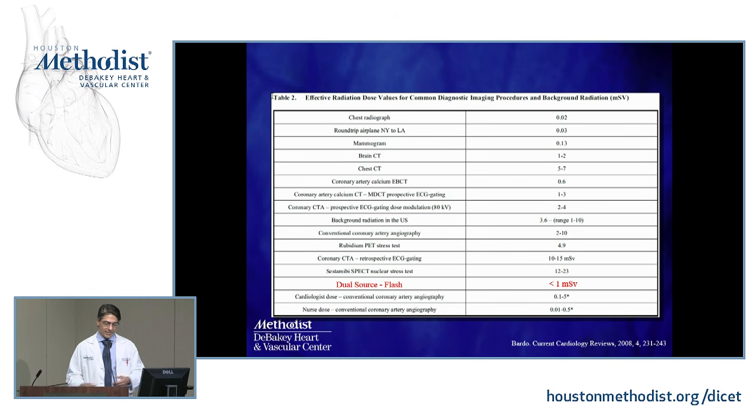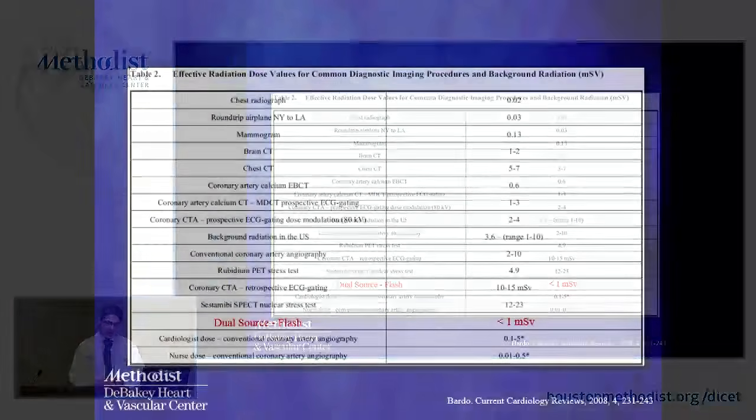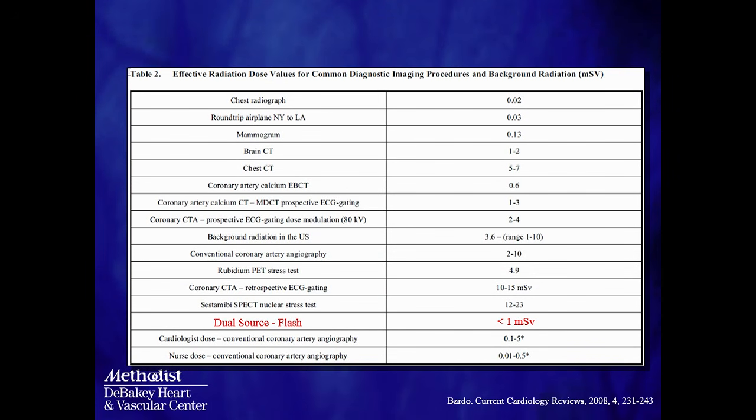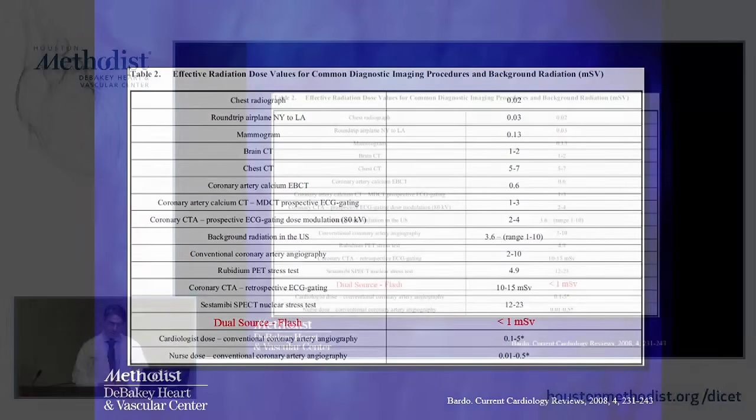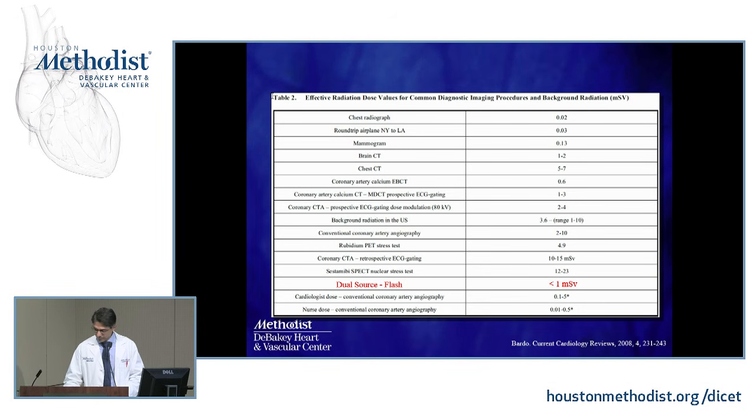And then this is just a quick slide reminding you, and I kind of hit on this, about radiation doses. I highlighted the dual flash CT. If we can do it in less than 1 millisievert, compared to other imaging techniques that we are using now, this is a remarkable difference compared to other techniques.